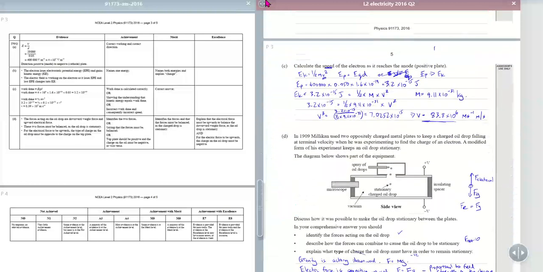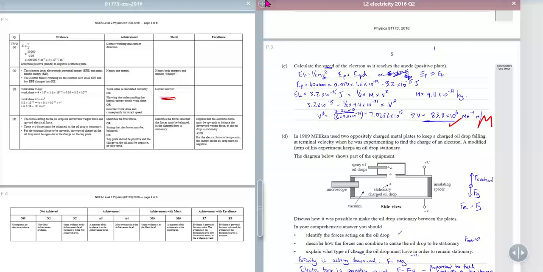What about next? Let's have a look. Part C. Let's hope we got the right answer. Looks about right. So, correct answer, 80. And this is where you've got a difference. They've got 8.39 times 10 to the 7. I've got 83.8 times 10 to the 6. So that's the same answer. So tick that. Correct answer gets your merit, right?